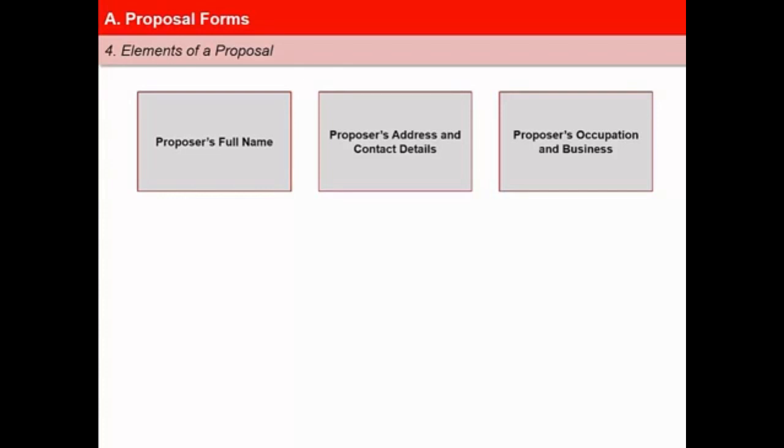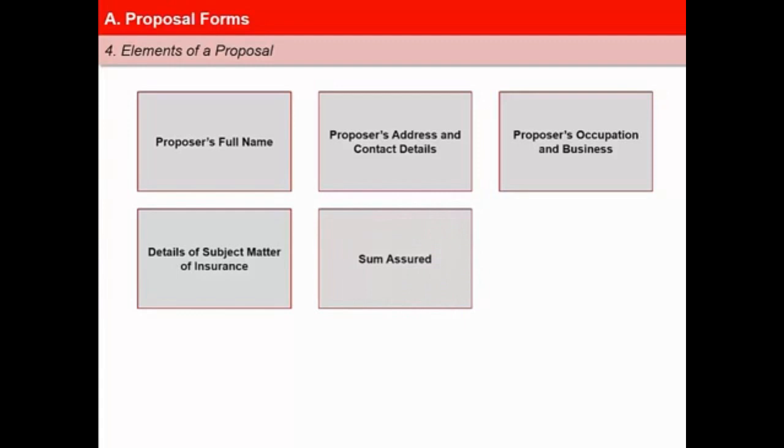Fourth, details and identity of the subject matter of insurance. The proposer is required to clearly state the subject matter that is proposed for insurance. Fifth, sum assured. It indicates the limit of liability of the insurer under the policy and has to be indicated in all proposal forms.